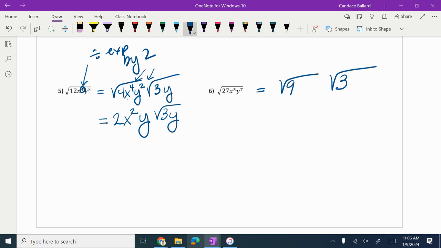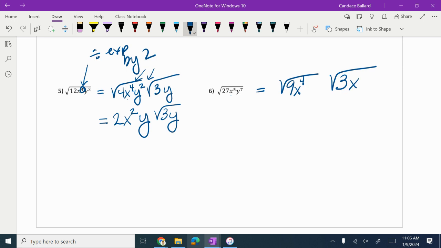Okay. Now, again, I'm pulling out the biggest even number, right? The biggest even that I can get. So I have x to the 5th. What am I going to pull out? X to the 4th would be my biggest even number, right? Or multiple of 2. Okay. What would be in my leftover box?